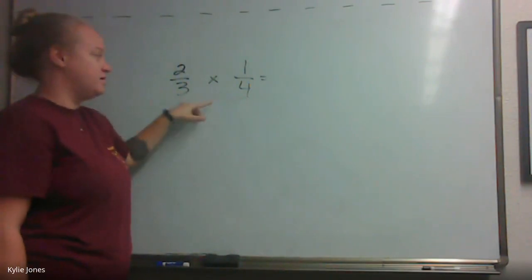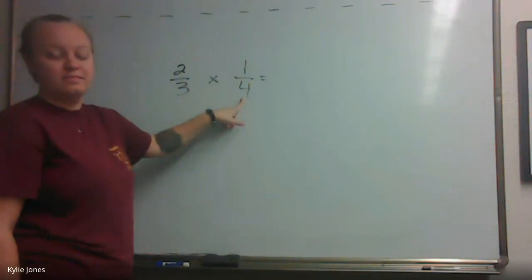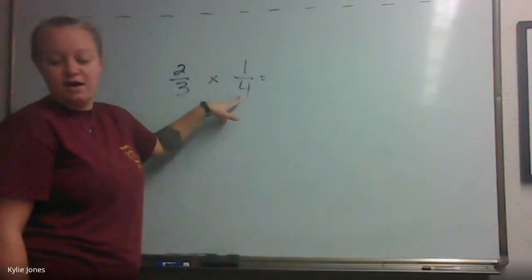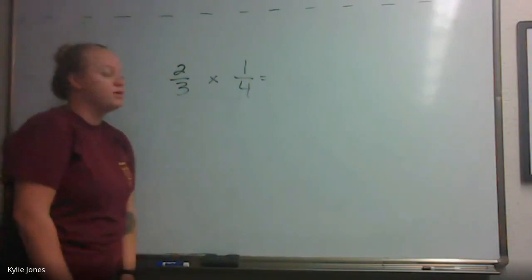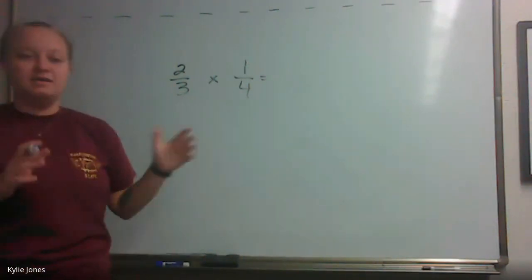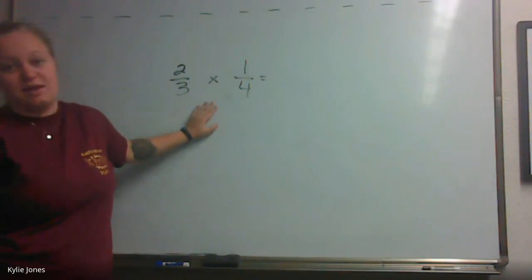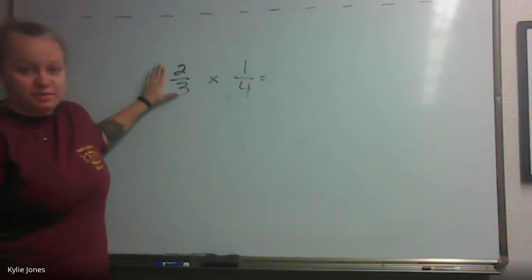Finding a number to have the same denominator. Like 12, this one would be 12. That's for adding and subtracting fractions. When you're multiplying and dividing, you do not need to have a common denominator. The bottom of your fraction does not need to be the same. Any other ideas of how to solve this problem?